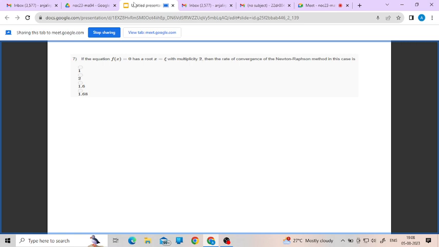Okay, so we are saying the answer is 2. Let's see how. You will get the order of convergence as 1. So how are you getting it? By the Newton-Raphson method. What is the Newton-Raphson method? x(k+1) = xk - f(xk)/f'(xk). Fine.